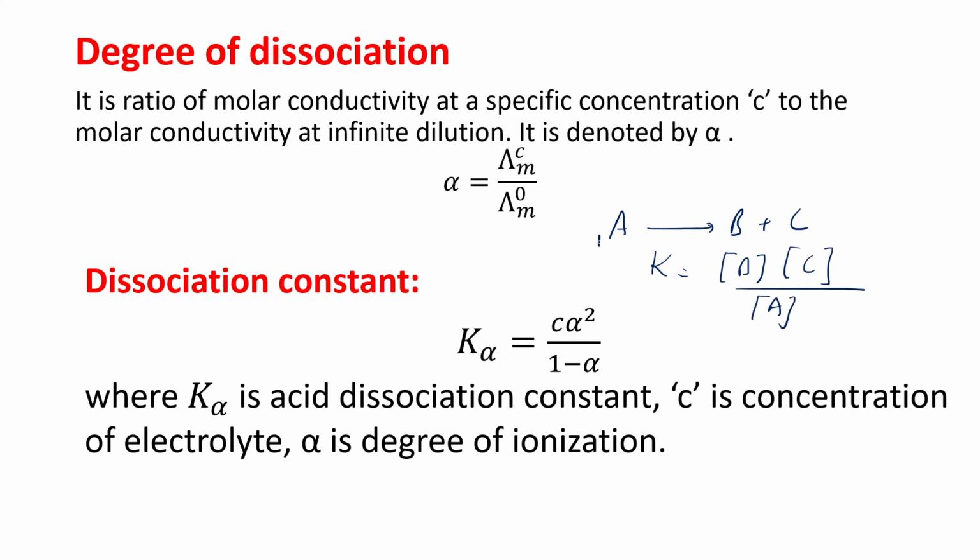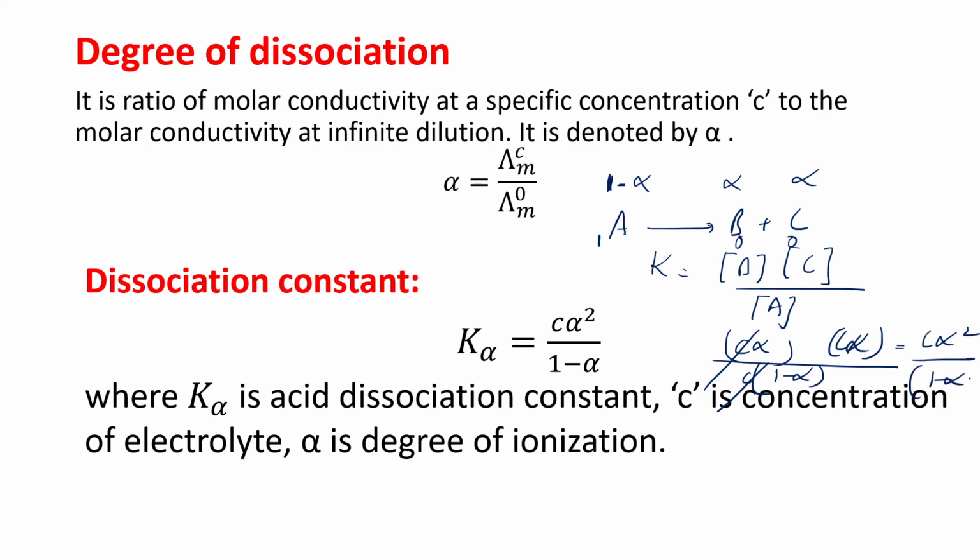Let's say you initially have 1 mole, and B and C are 0, 0. After some time it dissociated by alpha amount: 1 minus alpha, alpha, alpha. So substituting the values, C alpha into C alpha divided by C into 1 minus alpha. This C will cancel with this C. You will be left with C alpha square over 1 minus alpha. So that's how you calculate it, where K is the acid dissociation constant, C is the concentration of the electrolyte, and alpha is the degree of ionization.